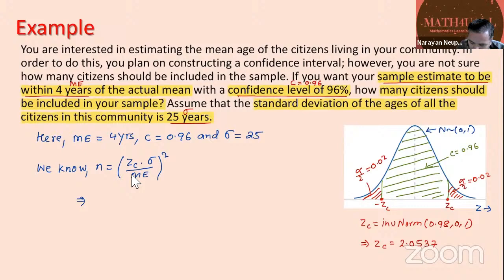So this implies your N is equal to 2.0537 multiplied by the standard deviation, which is 25, divided by the margin of error, which is 4. You have to type all this inside the parenthesis, close the parenthesis and square it. So please use your calculator again. Type all these values inside the parenthesis, square it, and tell me what you'll get.